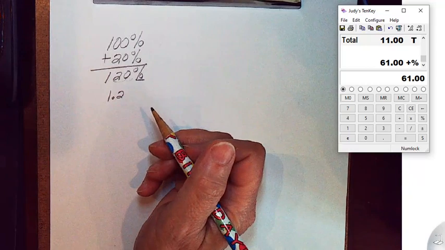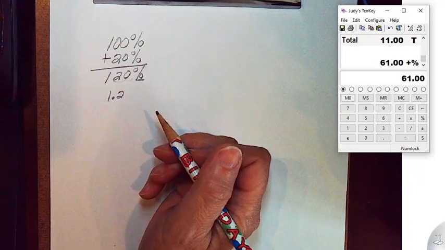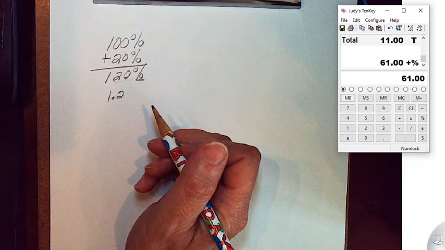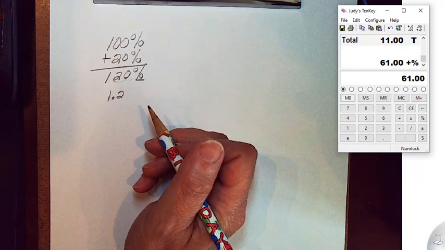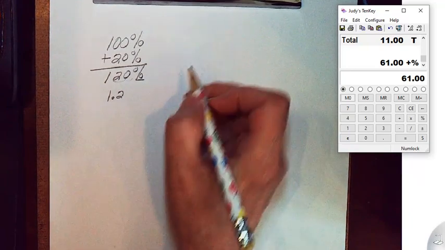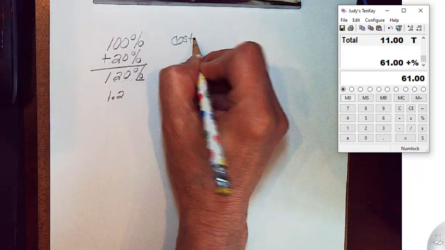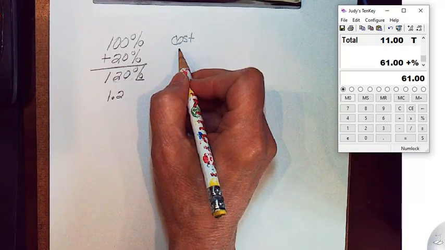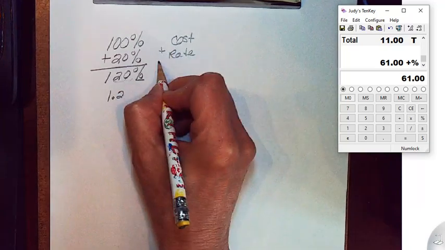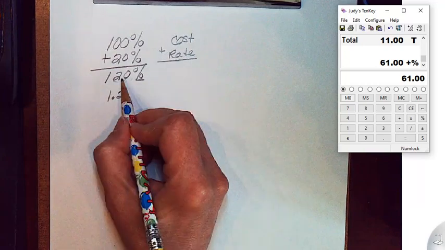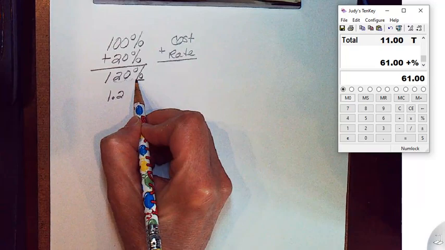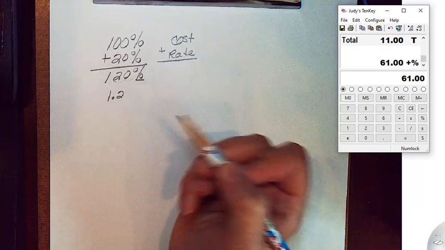So, looking at the bottom section of page 139, if I don't care what the markup dollar amount is, I want to get straight to the selling price, then I can take my cost, which is 100%, and my markup rate, and add the two together to get the percent, added instead of adding the dollar amounts.